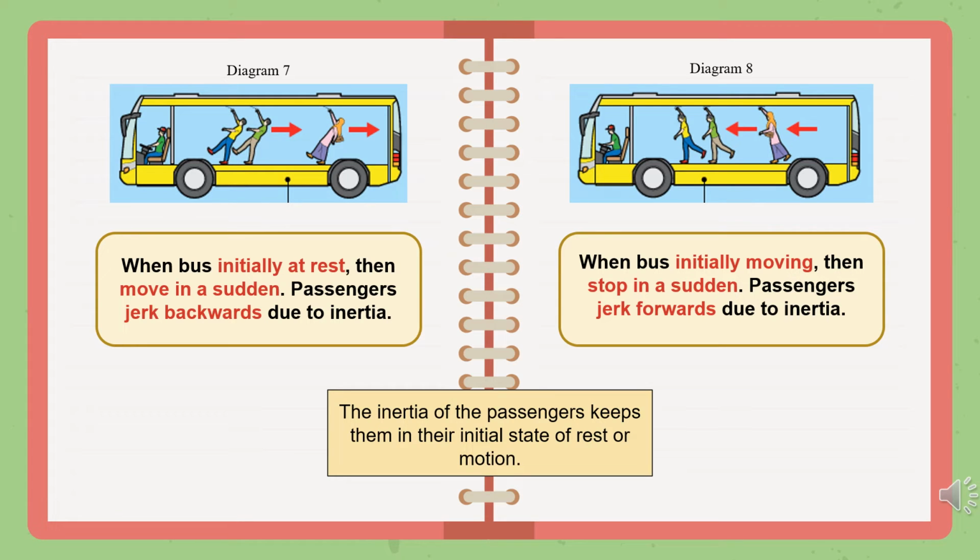From both situations, we can clearly see that the inertia of the passengers keeps them in their initial state of rest or motion. Therefore, the passengers who stand in the bus have to hold on to the provided holder in order to prevent themselves from falling down due to the effect of inertia.